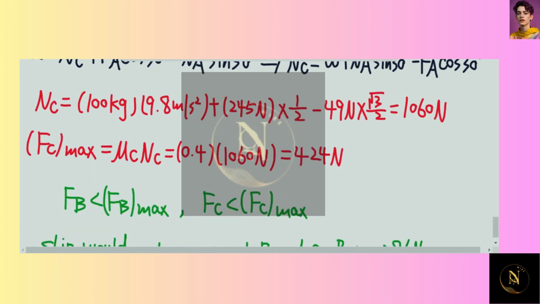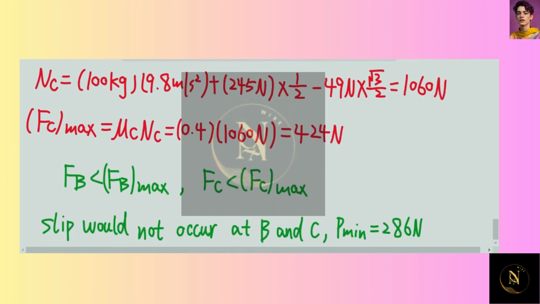As you can tell, the friction we got from the question at point B is less than the maximum friction at point B, and the friction we got for point C is less than the maximum friction at point C. This means that the slip will not occur at points B and C, and the minimum value for the force P is equal to 286 Newton. And these are the answers for this question.